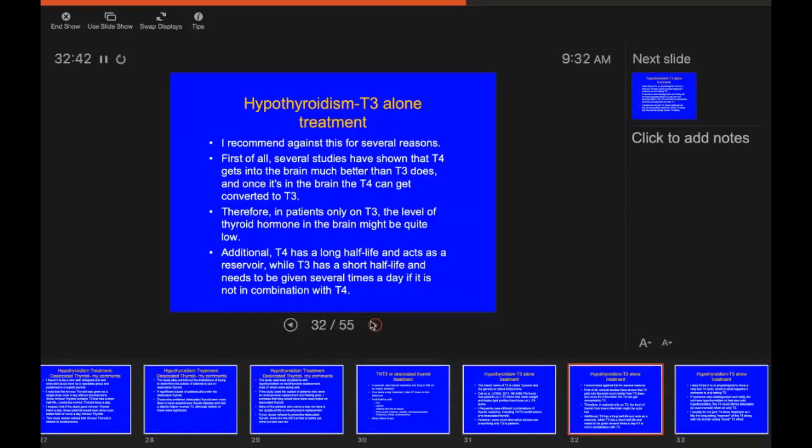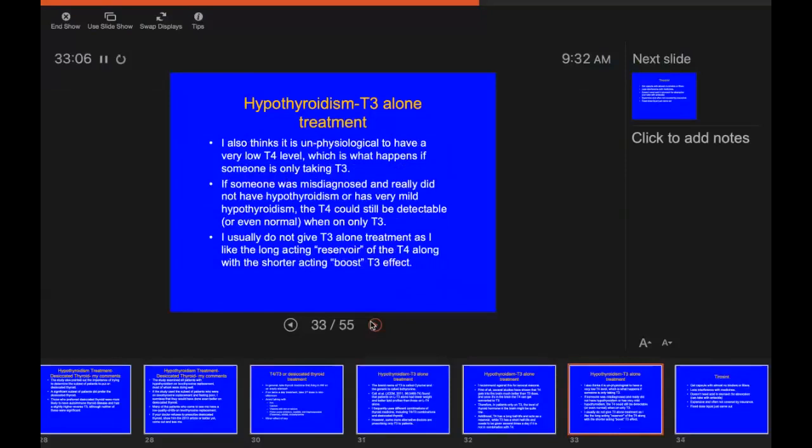T4 has a long half-life and acts as a reservoir, while T3 has a short half-life, and should be given several times a day or compounded to be a slow release, which can be expensive, and also sometimes it's not that good at compounding. So you can use the T4, the long half-life, as the baseline. T3 gives a little more energy, a little more boost, and I think that's better than the T3 alone.